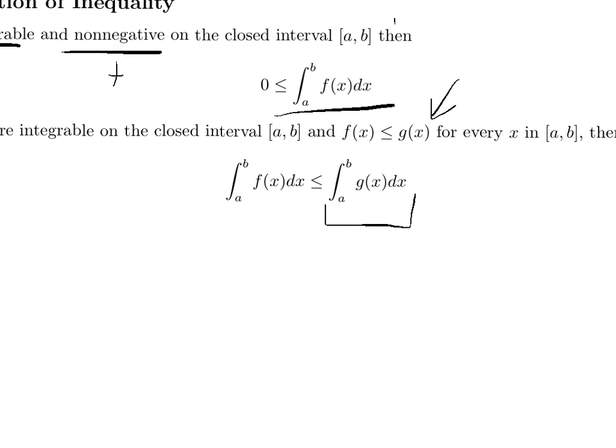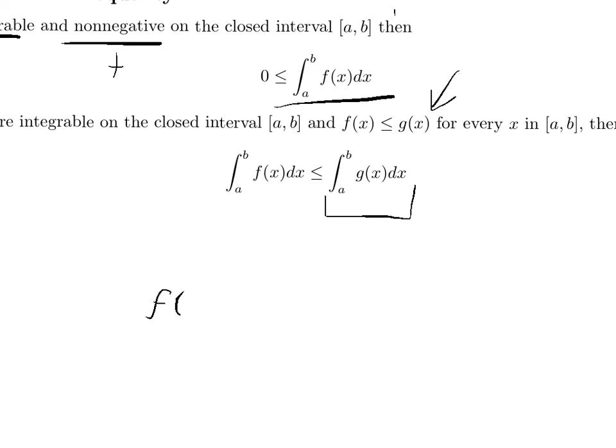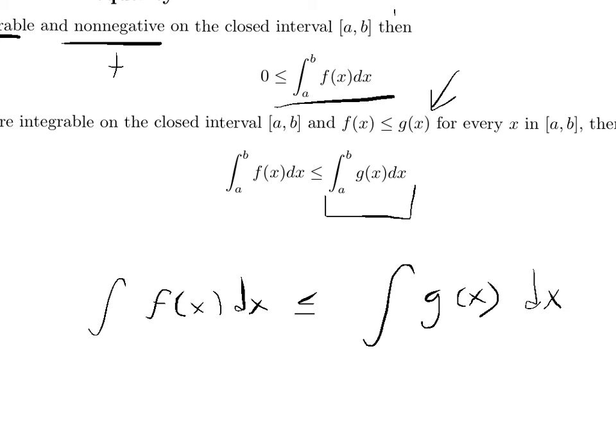So let me write it this way. If we start with f of x less than or equal to g of x, we can take the integral of both sides. We need our dx as notation, and we have to be going on the same limits. But whatever we do to one side, we do to the other, and the inequality is preserved. And as we practice these, you'll see why that's important.